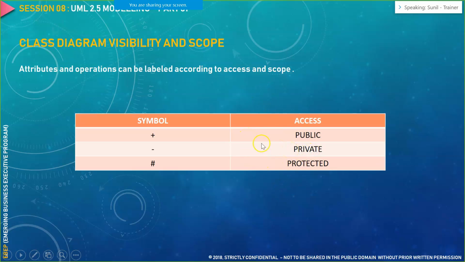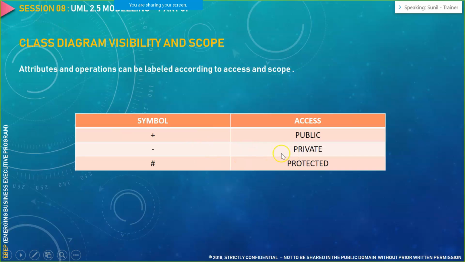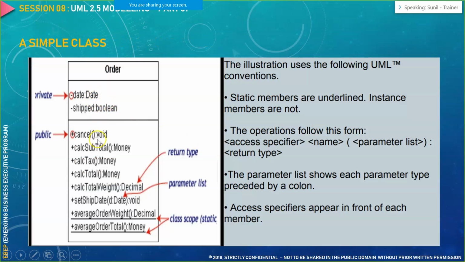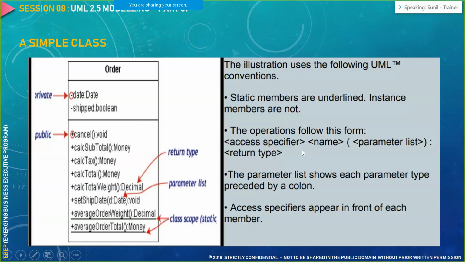So these are the three symbols that you can apply on both attributes as well as operations. If you see this, minus is nothing but your private. No one can see it. Plus is your public. Everyone can see it, whoever is placing this particular order. So this is how you create a particular class with the attributes, methods, and their access level, plus, minus, or hash, public, private, or protected.